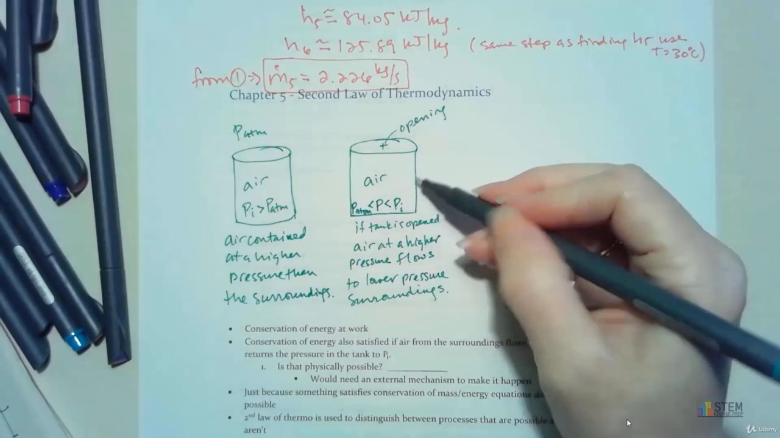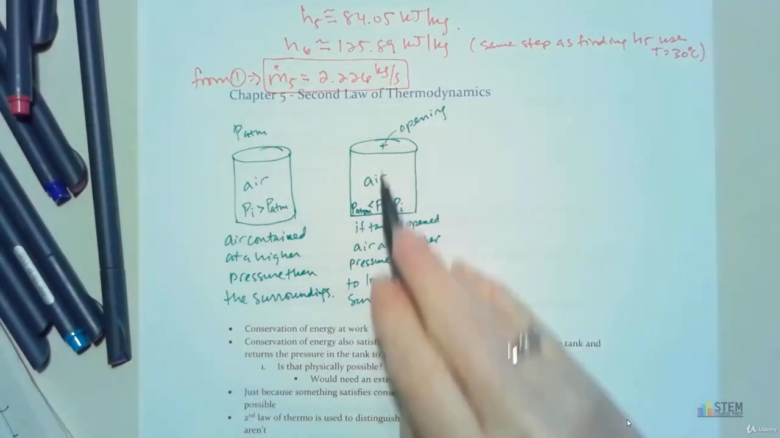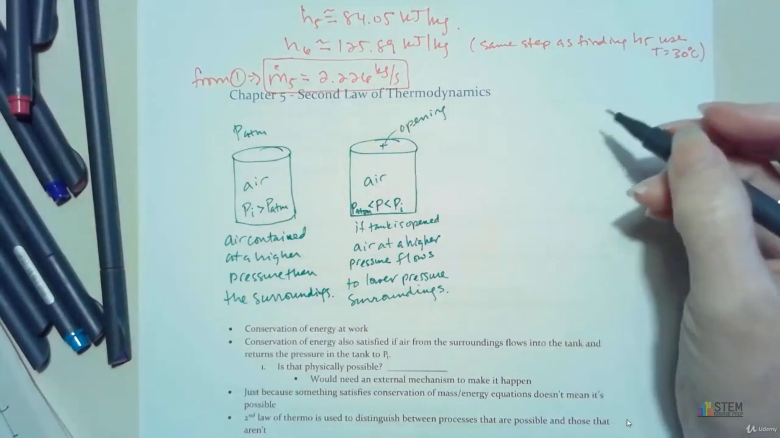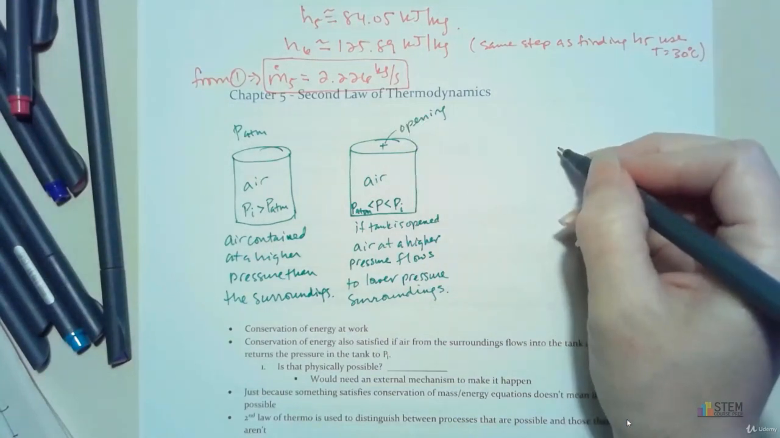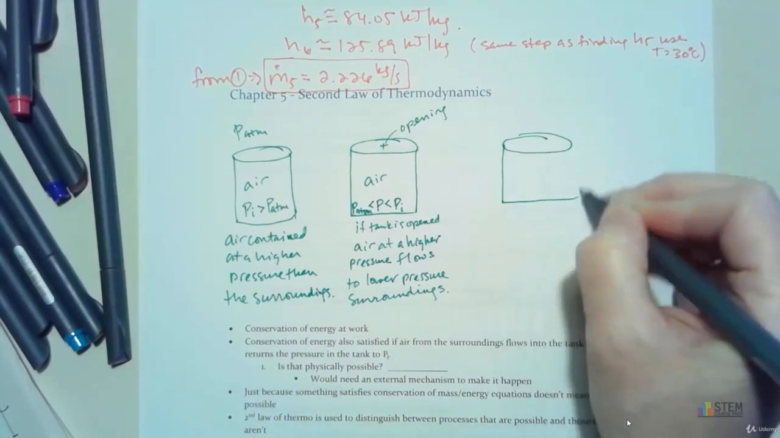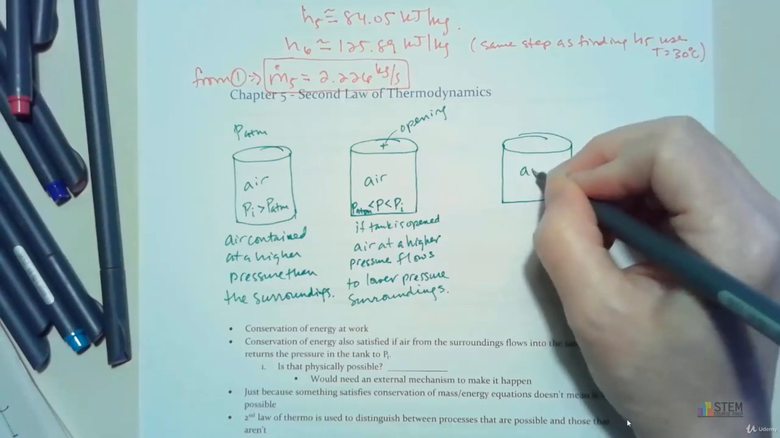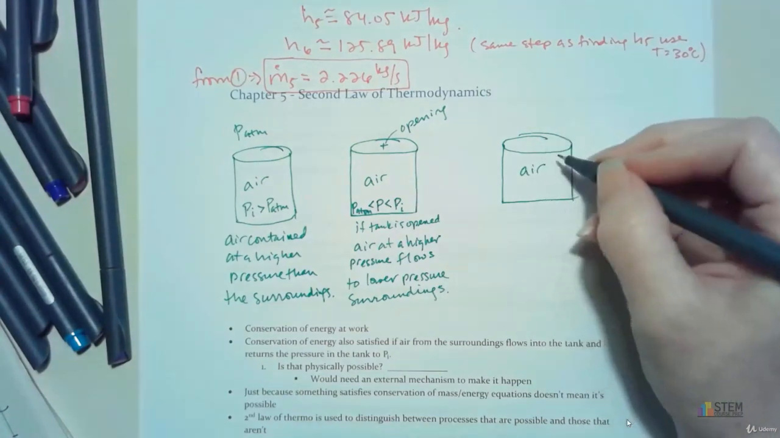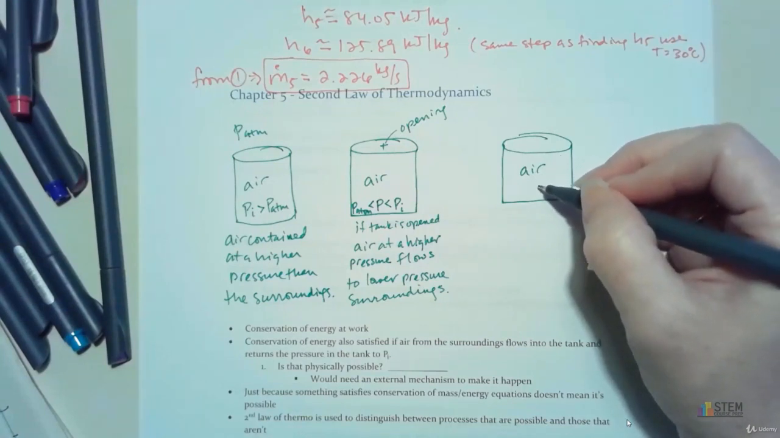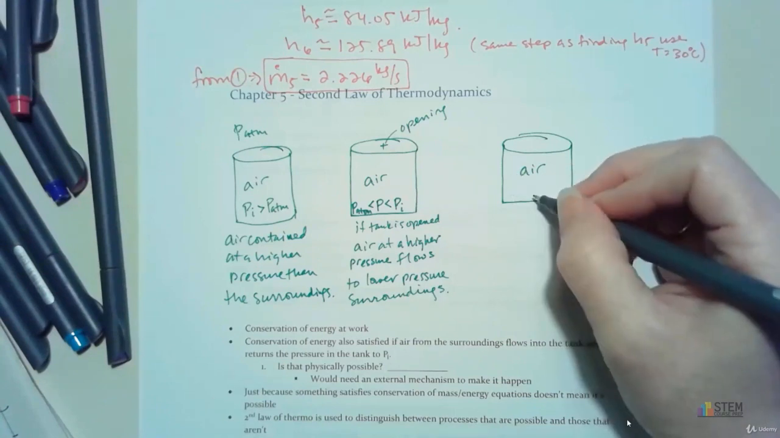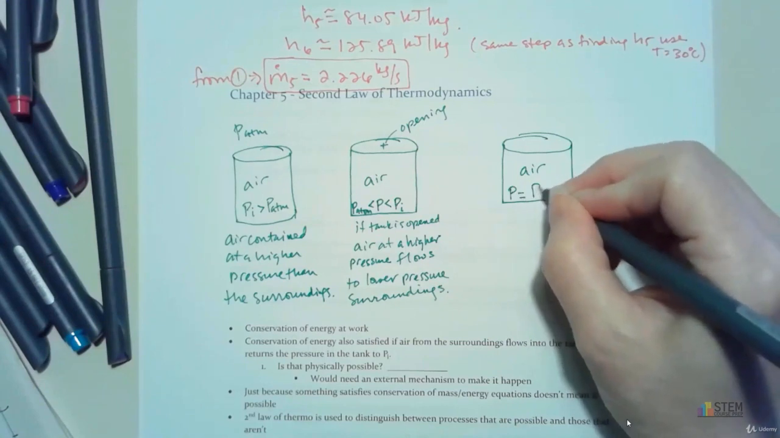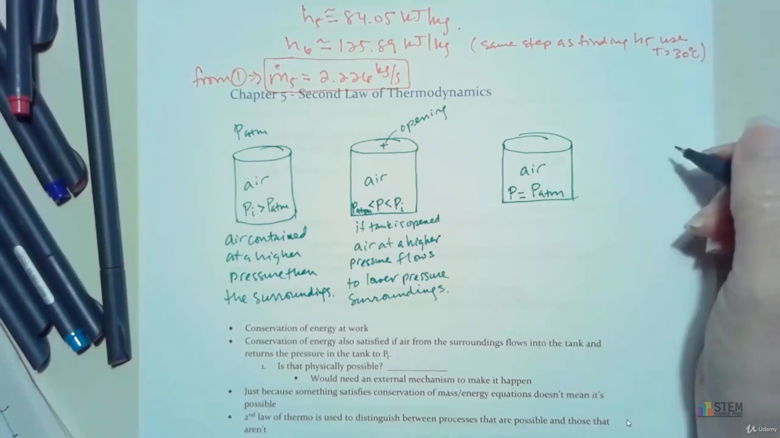Same thing happens here. We got a lot of pressure in this tank. That high pressure is going to force that air out into that lower pressure surrounding environment. Now, let's draw another tank here, like that. We got air in here. Now, eventually what's going to happen is the pressure inside of this tank is eventually going to equal out with the atmospheric pressure. So P at this point equals the atmospheric pressure.